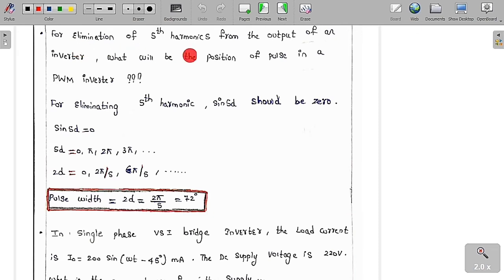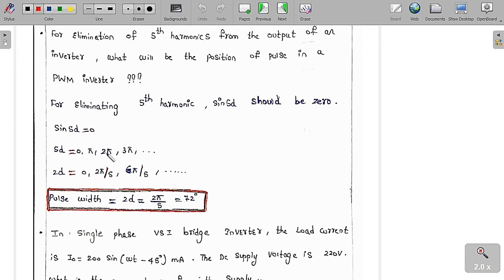For elimination of fifth harmonics from the output of an inverter, what will be the position of pulse in a PWM inverter? So for eliminating the fifth harmonic, sin n d. Basically, if you want to remove any nth harmonic, sin n d is equal to 0. So for fifth, sin 5d should be equal to 0. So sin 5d is equal to 0.